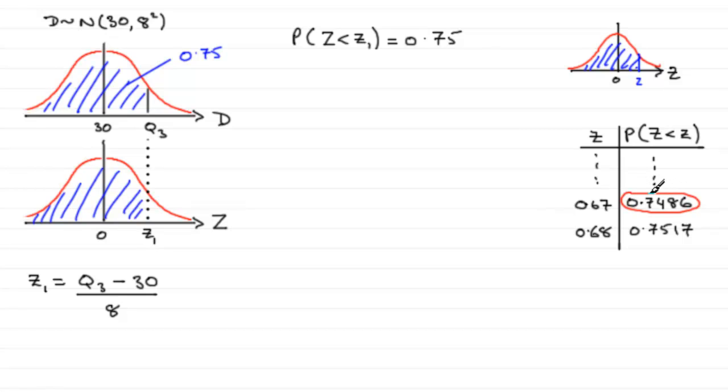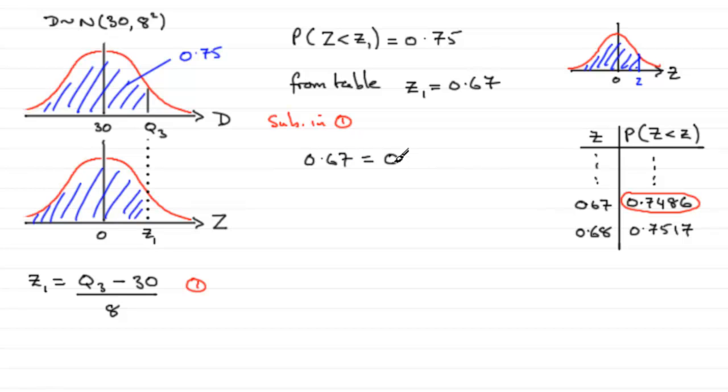Okay? So what that was telling me is that from tables, and I'll write this in the exam, from tables I can see that my Z value, Z1 in this case, was equal to 0.67. So all I need to do now was just substitute 0.67 into here. So if we just called this equation 1, say, I could say sub in 1. And if I sub that in 1, we've got 0.67 equals Q3 minus 30 all divided by 8.